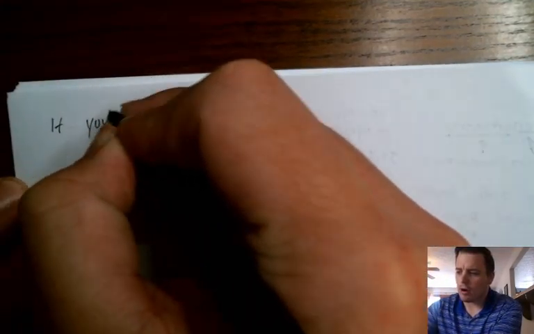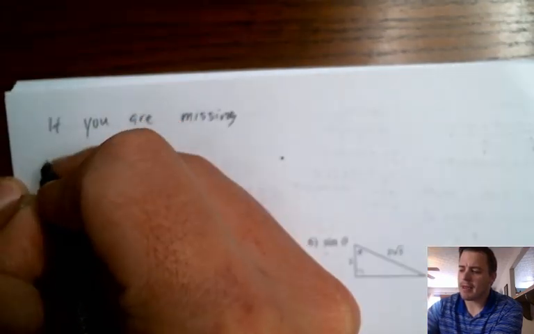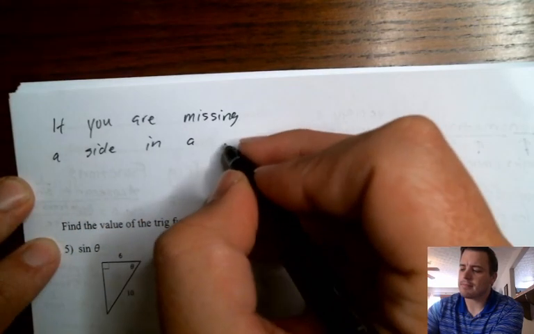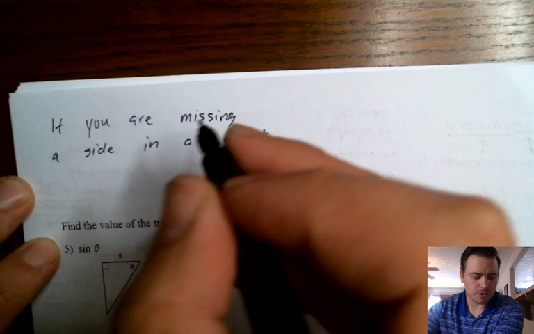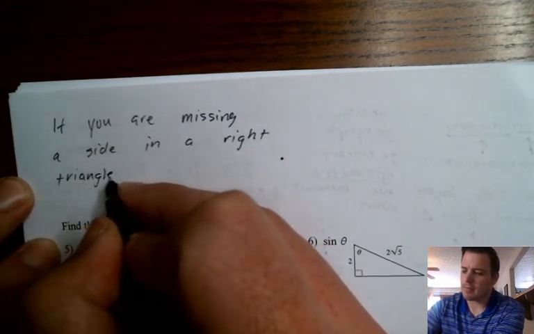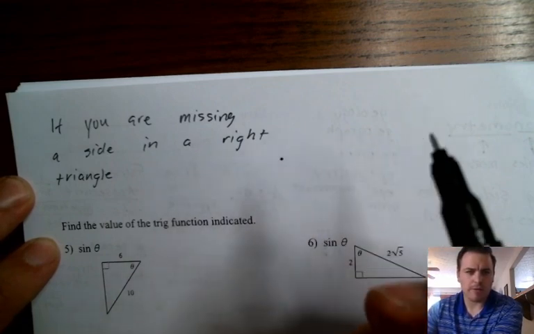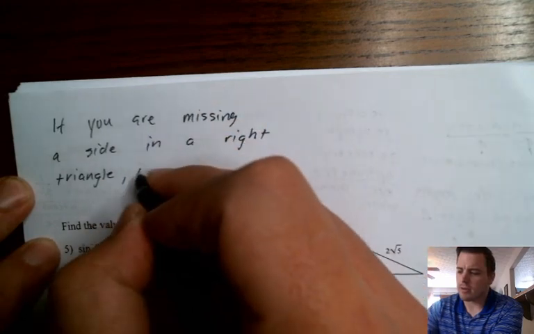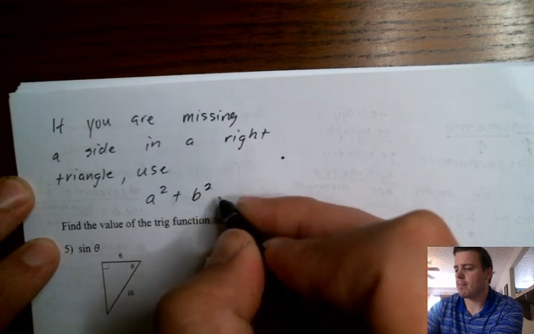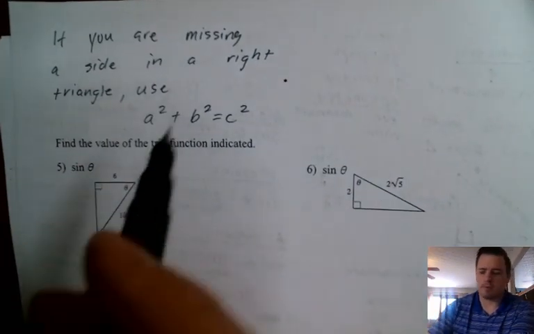if you are missing a side in a right triangle, yes, that would be correct, Maddie. For 1 through 4 in the homework, you do it for all functions. If you're missing a side in a right triangle, use Pythagorean Theorem. I didn't know I had something like that on the front, so that's what that empty space was for there.